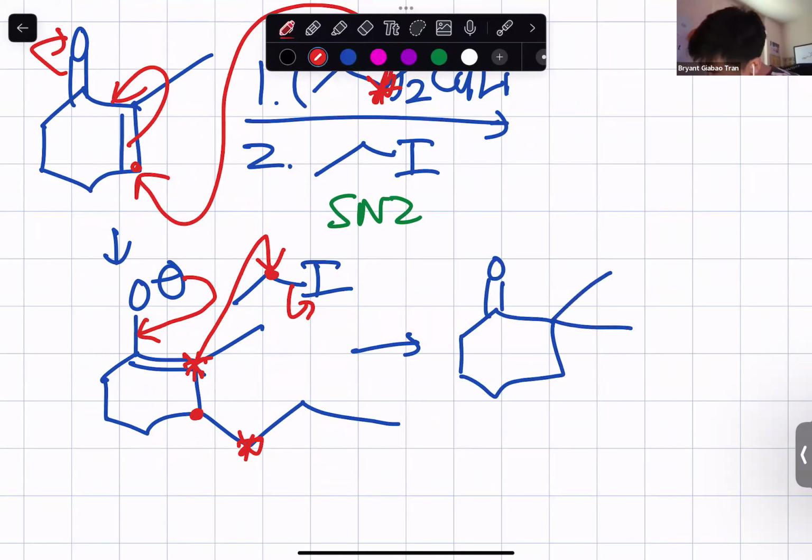Where if I make this my star, this is my dot, that's the new bond between the star and dot. The dot is attached to a methyl group like that, and then this stays the same, which is compound O.